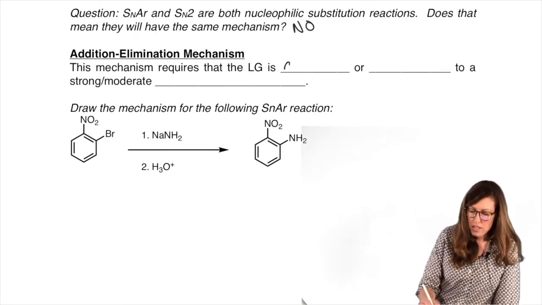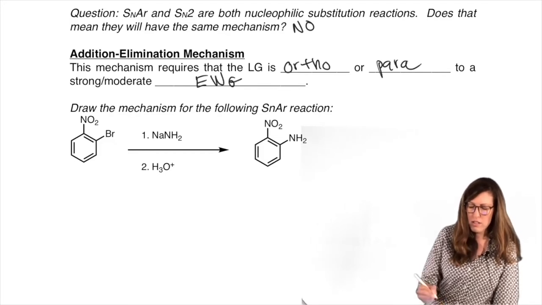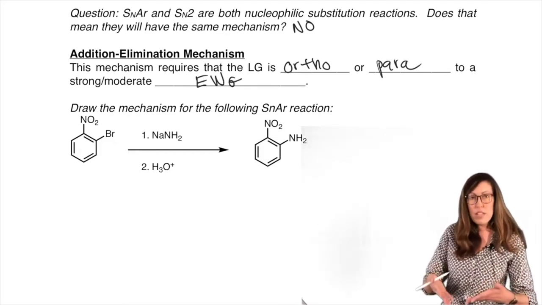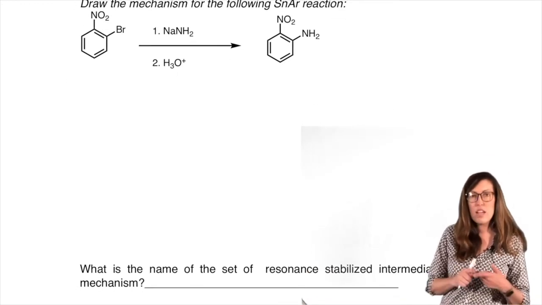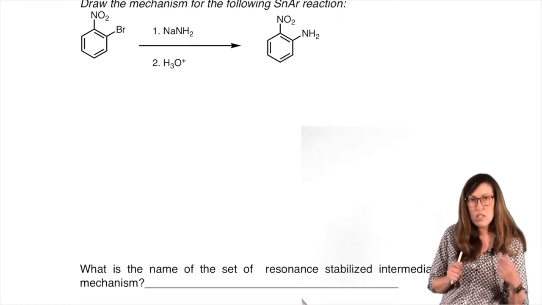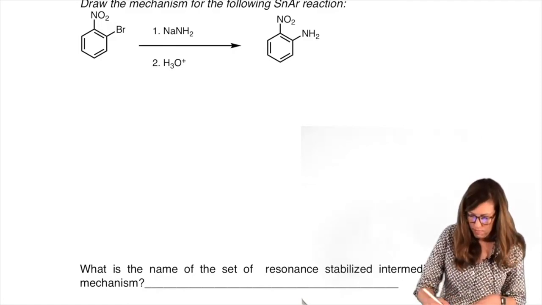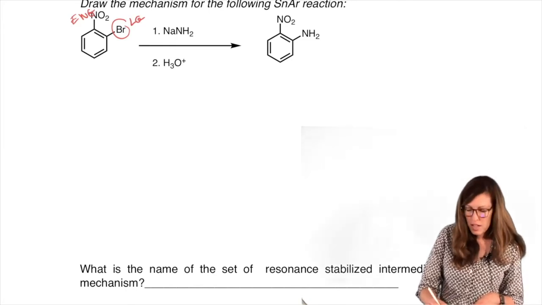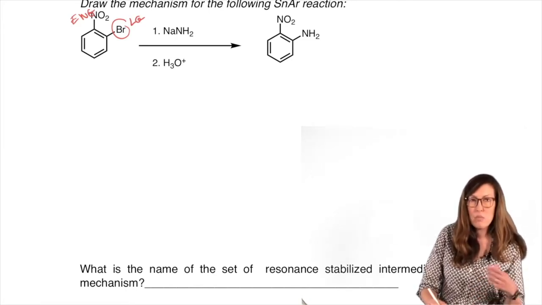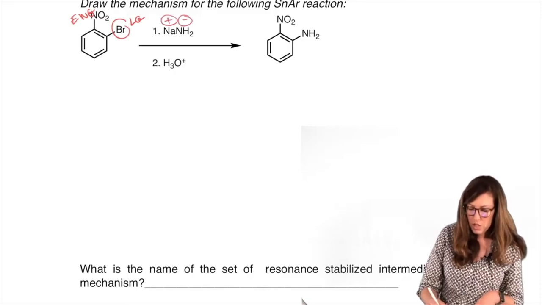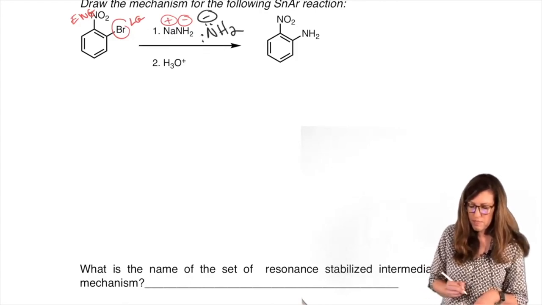Okay, so remember, it requires that it's ortho or para, and we have a pretty good electron withdrawing group that's ortho or para to the leaving group. For this example, here we have a para nitro to the bromine. Bromine is our leaving group. We have a leaving group, we have an electron withdrawing group, and then what's over the arrow? NaNH2. Remember, that's an ionic compound because it has the bond between a metal and nonmetal. So it's really Na plus, NH2 minus, sodium amide. So our actual nucleophile is NH2 minus.